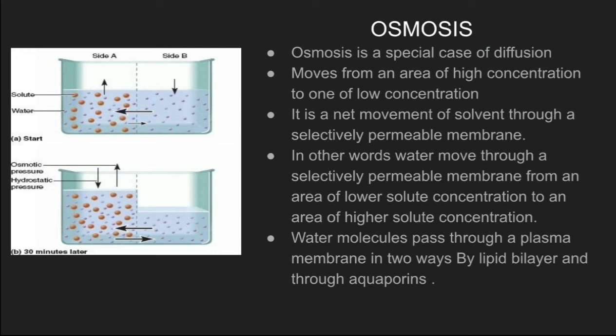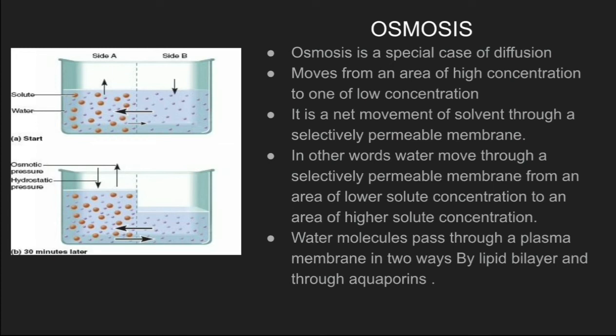Water molecules pass through a plasma membrane in two ways: by moving through the lipid bilayer and by moving through the aquaporins. So what is osmosis basically? You can see that there is an image. There is side A and side B. In side A, you have more solute and less water. And in side B, there is no solute at all. There is only water, which is a solvent.